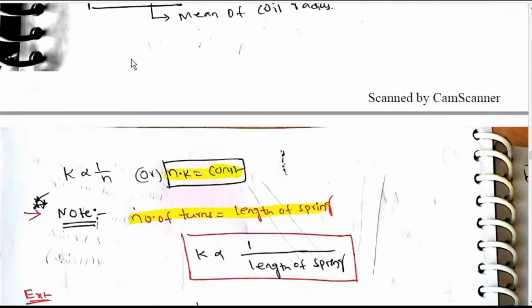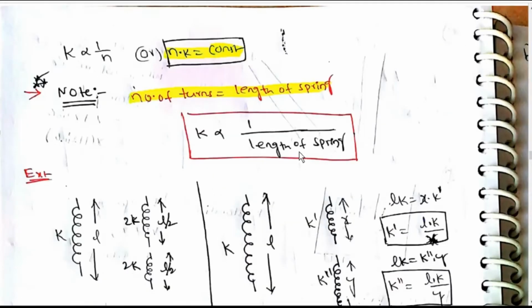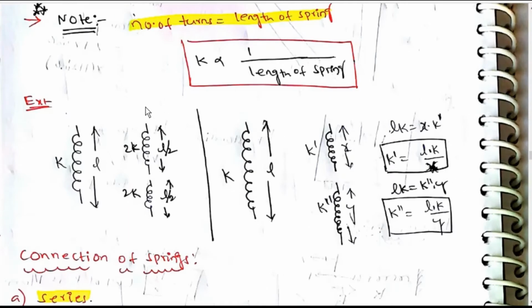K is inversely proportional to n, or nk is equal to a constant. Number of turns is proportional to the length of the spring, so K is inversely proportional to the length of the spring. If a spring of length L is divided and cut into two, then each half is L by 2, and K will be 2K, 2K.